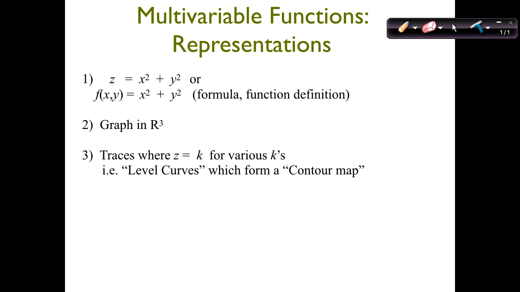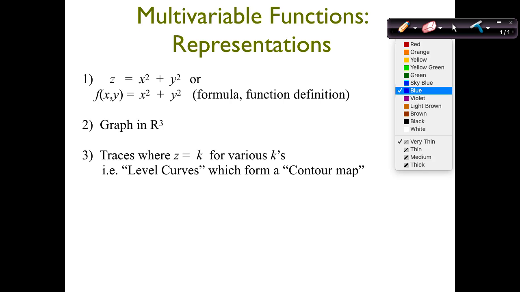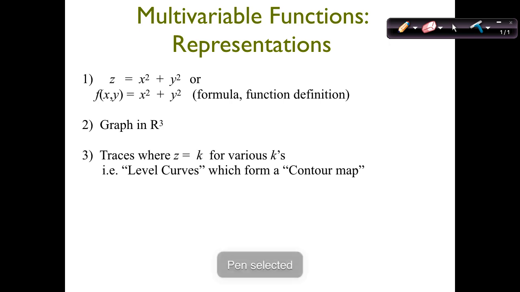Okay, so the traces z equals k for various k's. Those various k's have to be at equal intervals. So that's key. I should have put that. If those lines are not at equal intervals of z, then you don't really know. It's very hard to make sense of what's really happening.